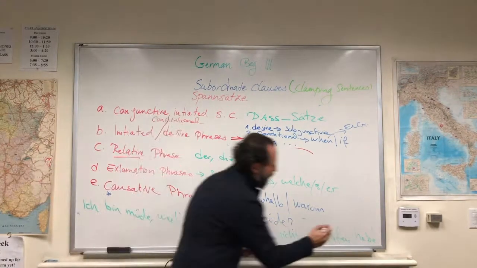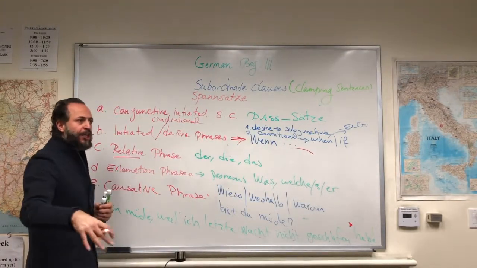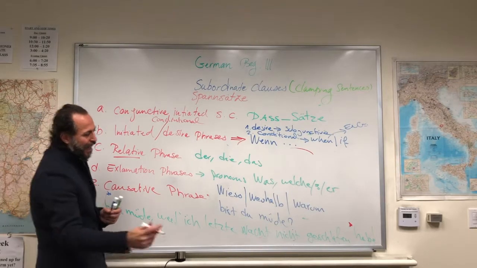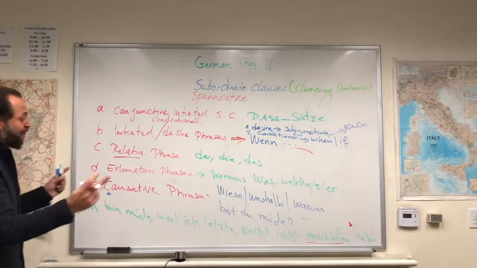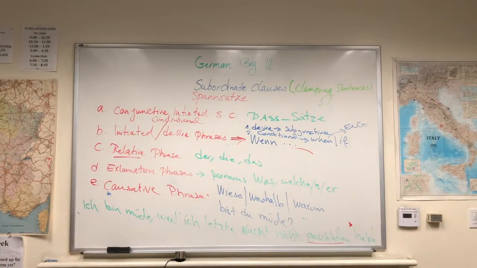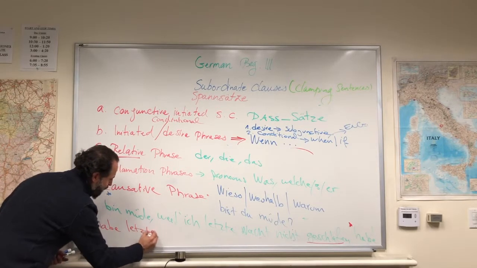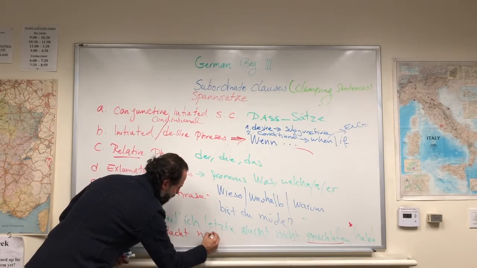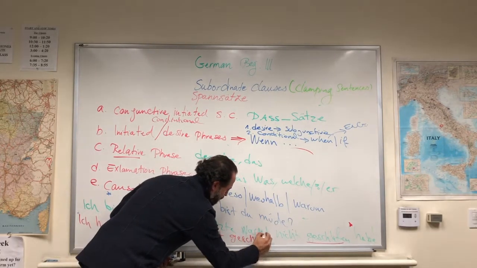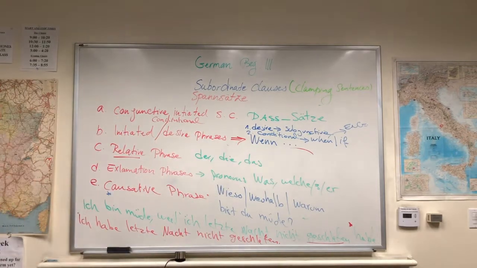As you see, the auxiliary verb habe, which is the conjugated form of the verb, comes at the end, and the participle comes before. Because the normal phrase would be, ich habe letzte Nacht nicht geschlafen. Right? The normal phrase without the causative particle at the beginning would be, ich habe letzte Nacht nicht geschlafen. But now I'm bringing a cause to that, why I'm tired. So I have to push both words toward the end of the phrase. And I say, ich bin müde, weil ich letzte Nacht nicht geschlafen habe.